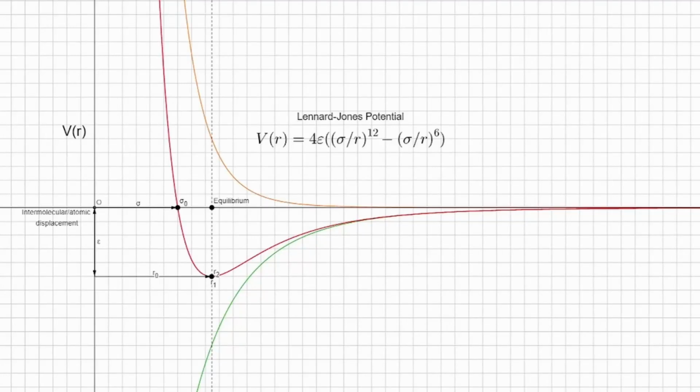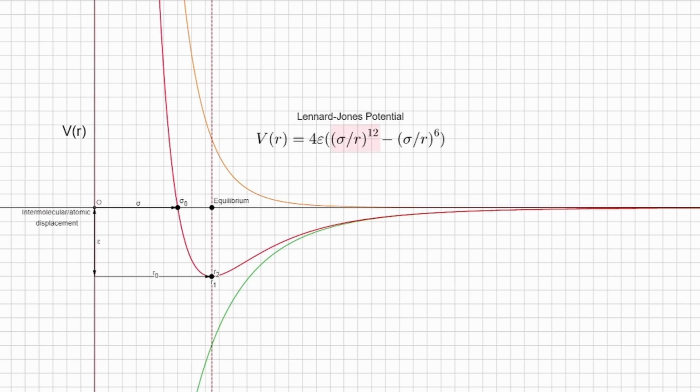This is the Lennard-Jones potential. This graph is a product of this relation here, known perhaps unsurprisingly as the Lennard-Jones potential function. It's a simple yet powerful mathematical model of how neutral atoms and molecules interact with one another, with interatomic potential energy on the y-axis and displacement between the two atoms and molecules on the x.